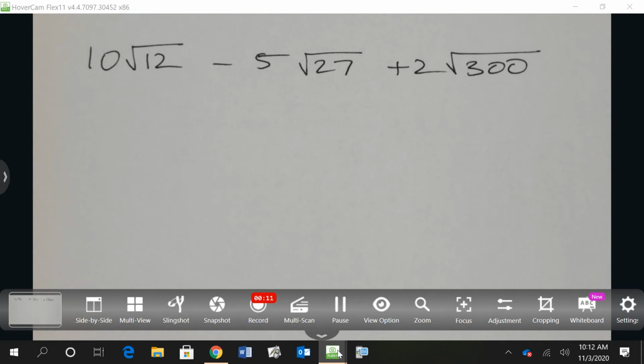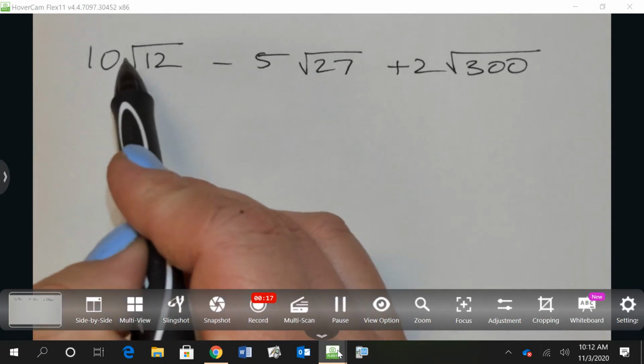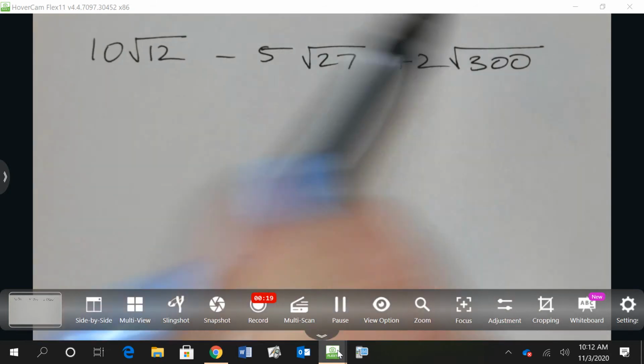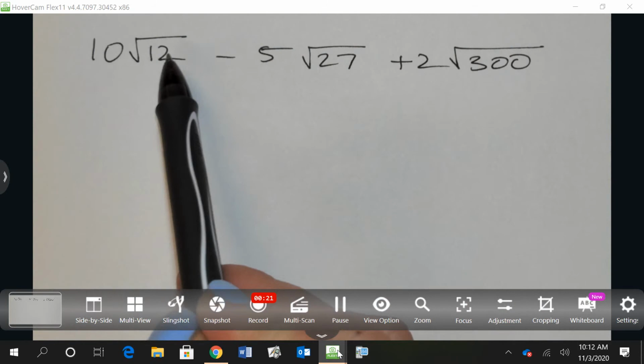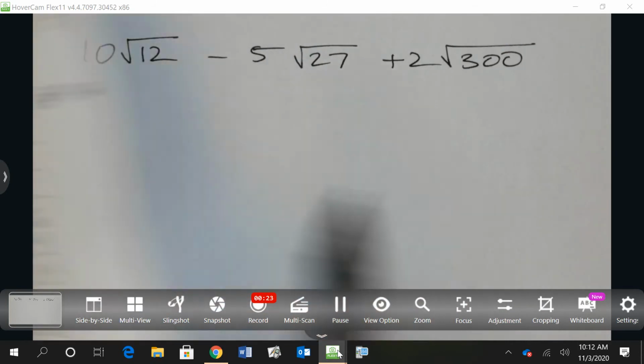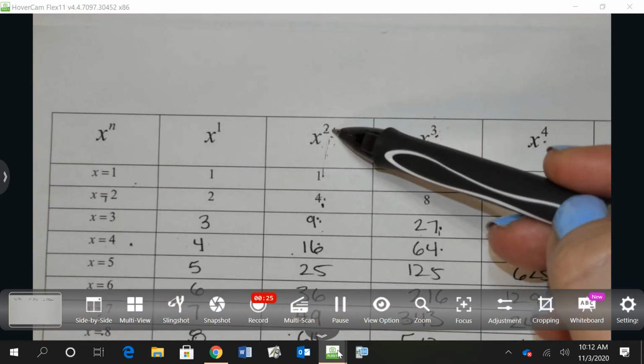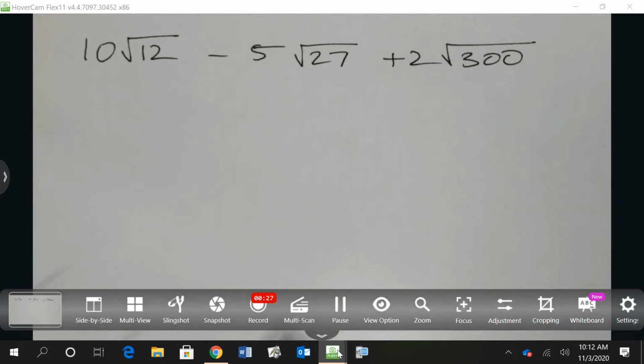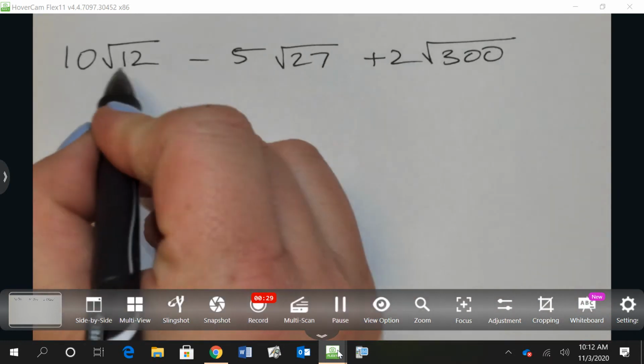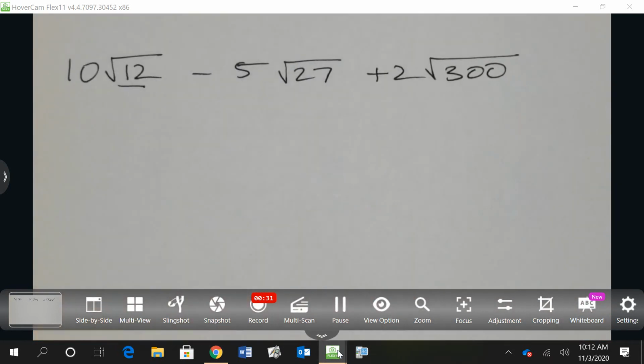So in the expression you're looking at, we're being asked to simplify this. So we're going to rewrite and simplify. Now, notice that we don't see an nth root. So what is the nth root? It is 2. And also notice that 12, 27, and 300 in this column don't exist. So let's first focus on the smallest of those numbers, which happens to be 12.